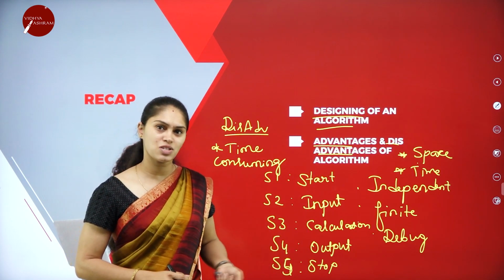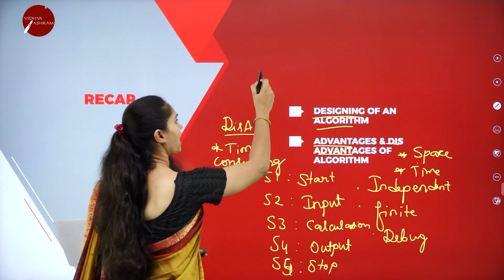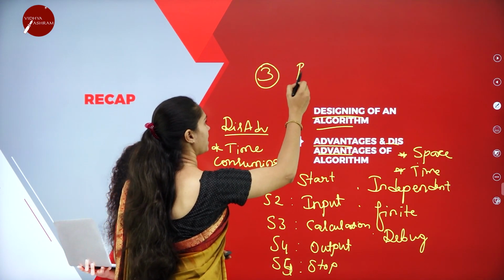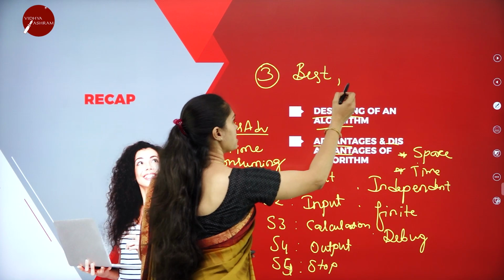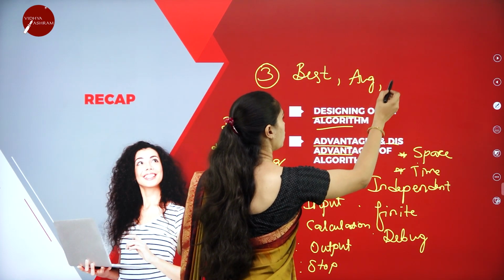Then how many cases will there be? With regards to that, we have 3 cases. Which are those 3 cases? It can be either best case, average case, or even worst case.